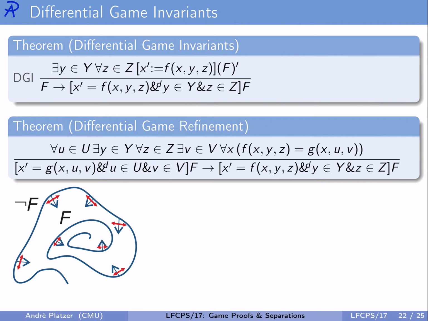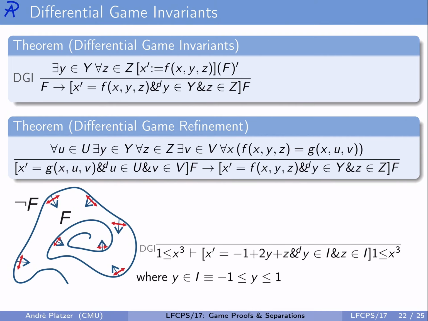Well, in that case, if for every control that Demon would like to do in the assumption, there is a corresponding control in the other game that he still has, but also for every control that his opponent Angel could choose against him in this one, there already is a control in the assumption's game here, such that in every position that the game could be in, f of x, y, z equals g of x, u, v, then you have a differential game refinement argument, an argument how if this game can be won, that game can be won as well.